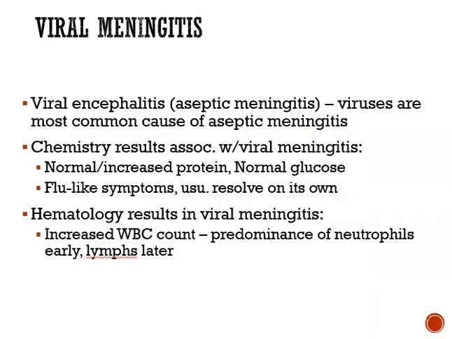Okay, viral encephalitis, which is sometimes referred to as aseptic meningitis. Viruses are going to be the most frequent cause of aseptic meningitis, and this is just a milder form of meningitis. Your lab chemistries would show you're still going to have an increased white cell count, but as with bacterial meningitis, you're going to have a predominance of neutrophils. With viral, you might have a predominance of neutrophils in the early stages of the disease, and lymphocytes, which are a different kind of white blood cell, later on.